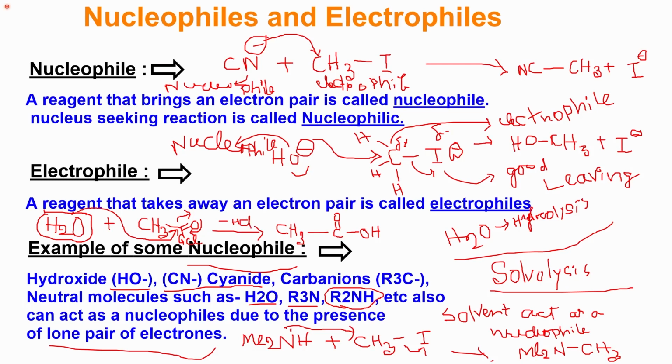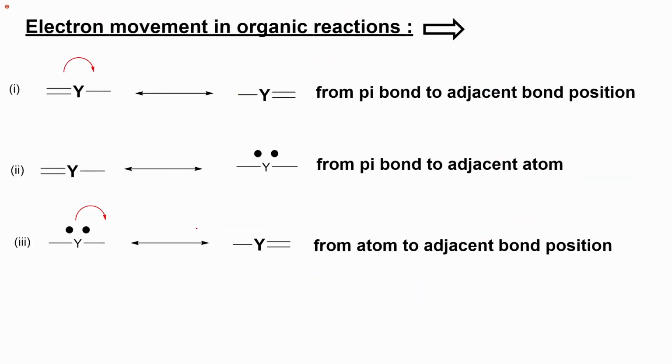Yes. Okay. So now in the next slide, we'll discuss the electron movement in organic reactions. How does the electron movement happen? From a pi bond to the adjacent bond position. Let's say we start from here. One CH2 group is here. Now electron movement happens from the pi bond to the adjacent bond position. Let's say it goes in this way, and now the pi bond will form here and one single bond will be there.